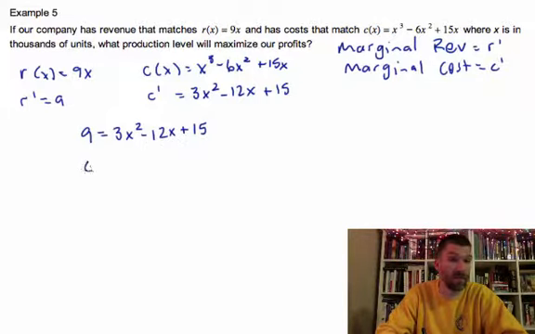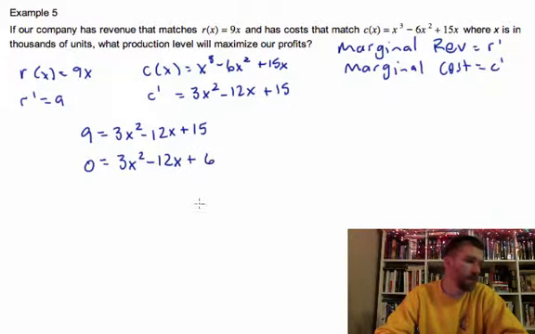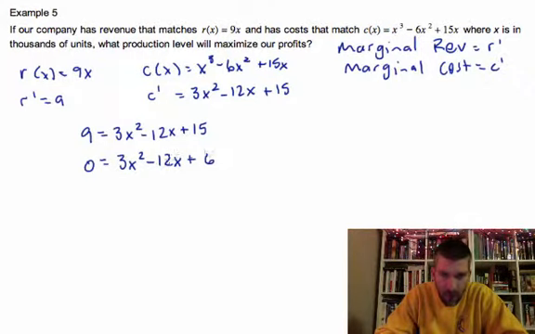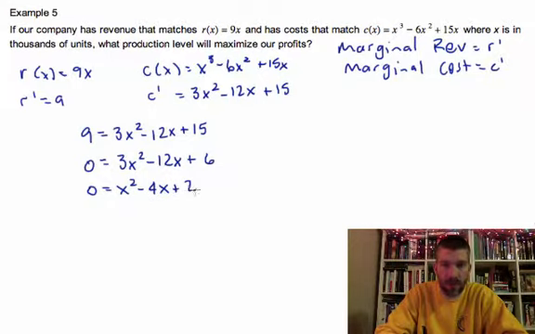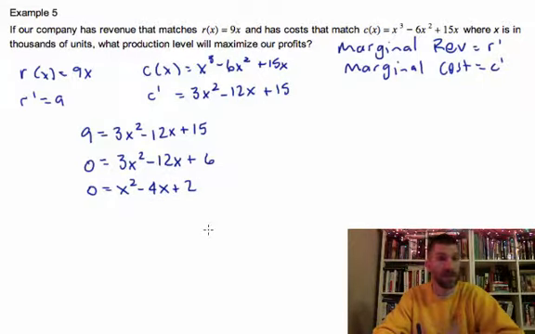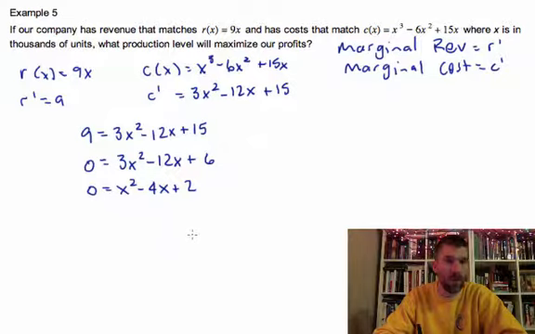And we're going to subtract 9 from both sides and make a 0, because that's how you solve a quadratic. 15 minus 9 is 6, last I checked. Divide out by 3, because I've got a 3 in each term. So x squared minus 4x plus 2 does not factor. So use the quadratic equation, or you could graph this and see where the graph crosses the x-axis.